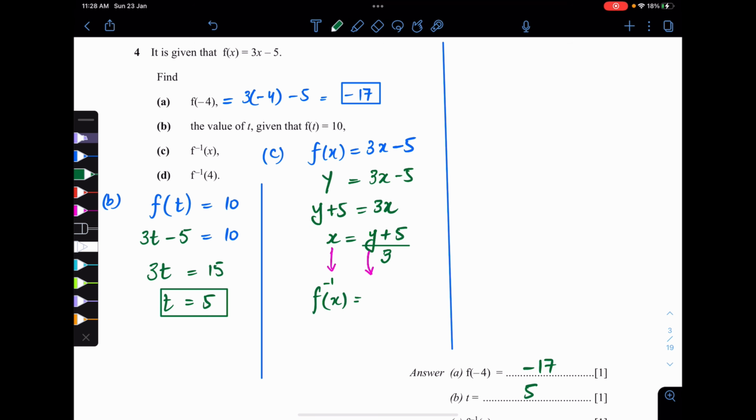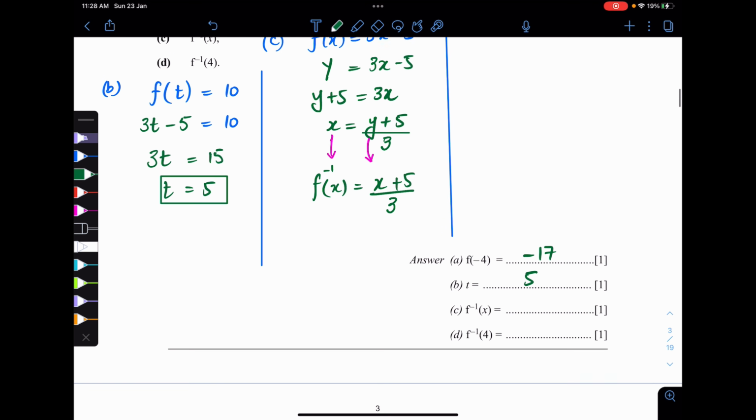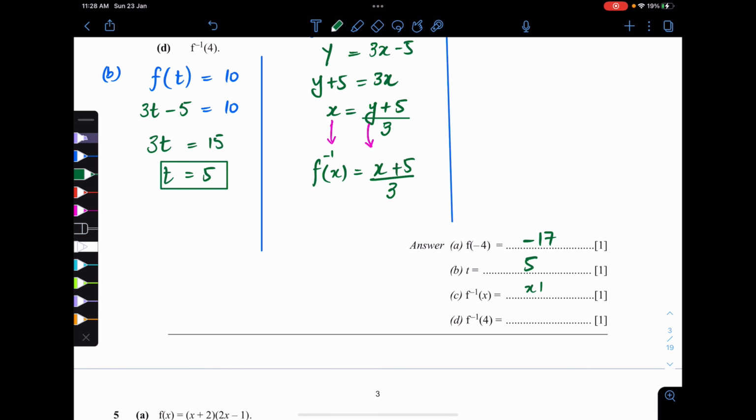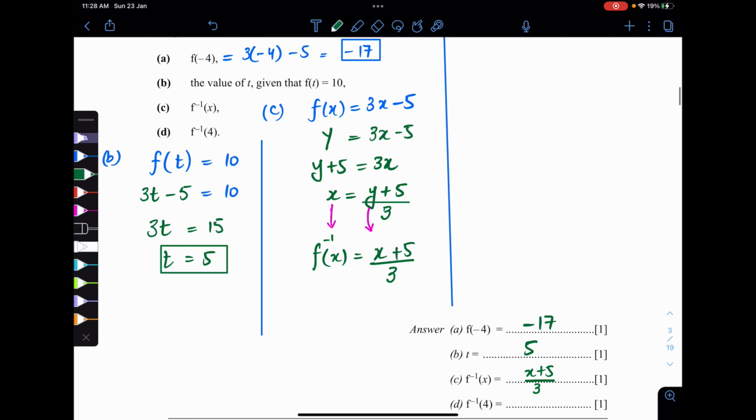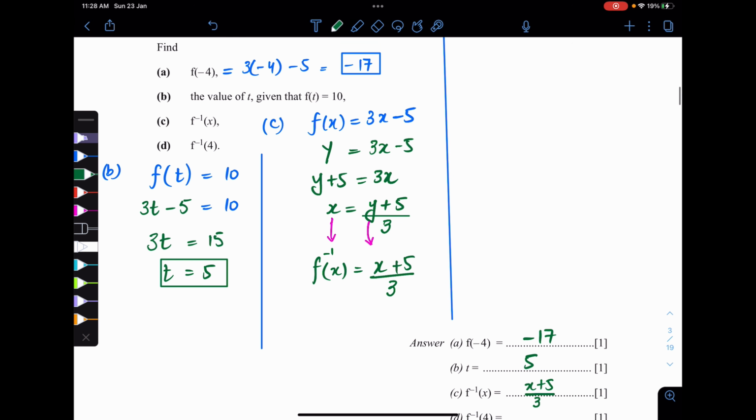So it's always better to be safe. So f inverse of x is equal to, now replace y with x plus 5 over 3. We can write it like this. Now, the last part sometimes gives a lot of trouble to many students, but it's quite easy if you understand the basics.